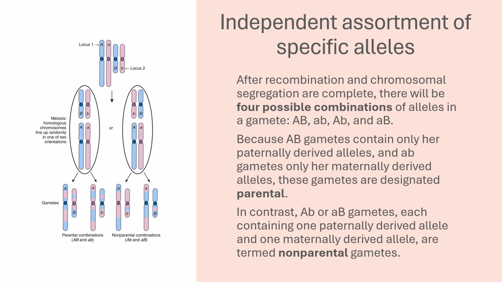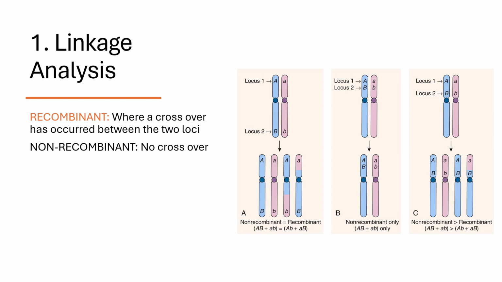So using a combination of homologous recombination and the independent assortment, we can further narrow down the segment of the chromosome or the DNA that we are interested in for a particular disease. So let's talk a little bit about the linkage analysis itself. So as we talked about earlier, recombinant is where there has been a crossover or recombination that has occurred. Non-recombinant is where there is no crossover.